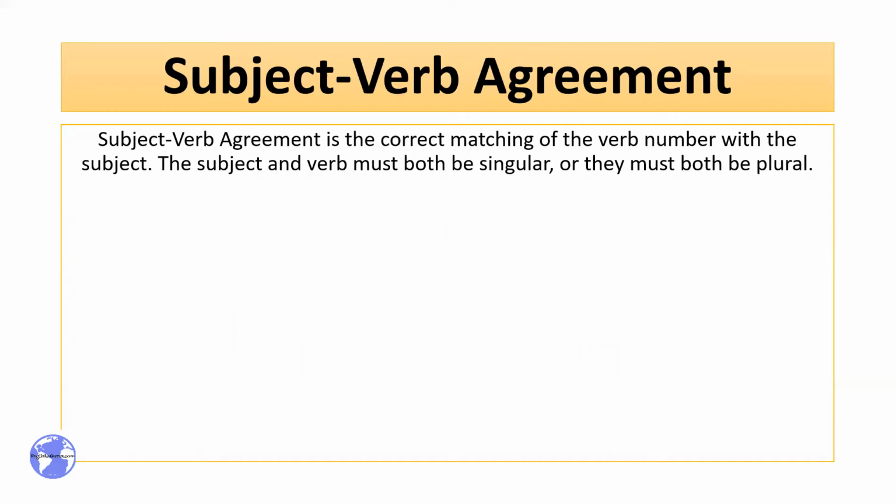Subject-verb agreement is the correct matching of the verb number with the subject. The subject and verb must both be singular or they must both be plural. For example, the boys are in the garden. The girl is in the house.